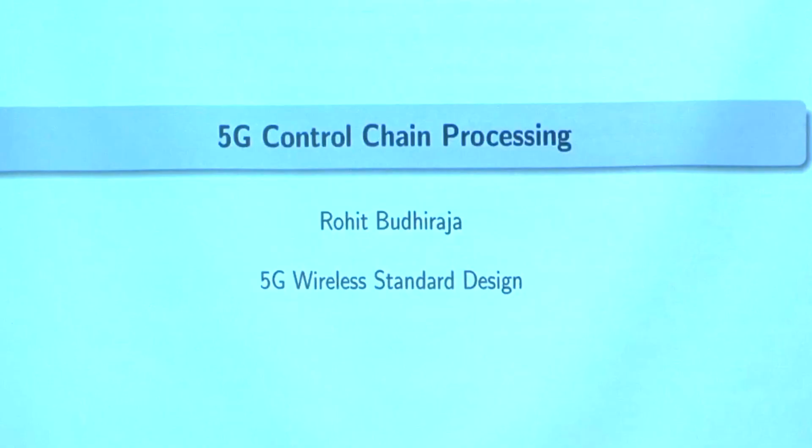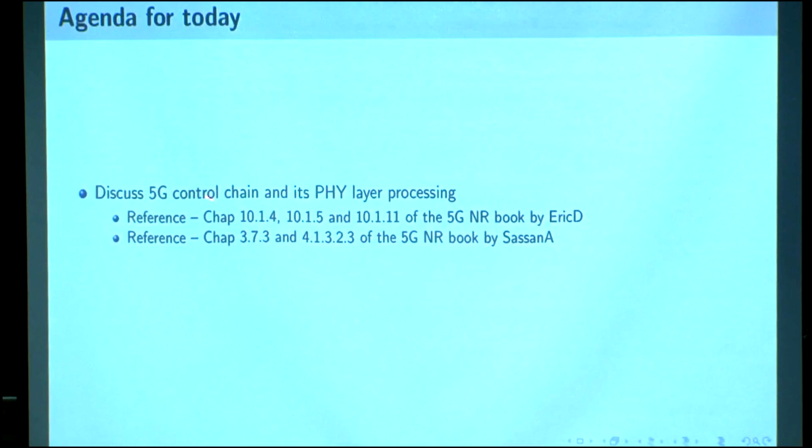To this class, and what we are going to begin today is basically a completely new topic, which is control chain processing. We have seen the kind of control information which is required for the physical layer data to get processed, and we are going to see that control information also gets processed, and that itself has its own physical layer.